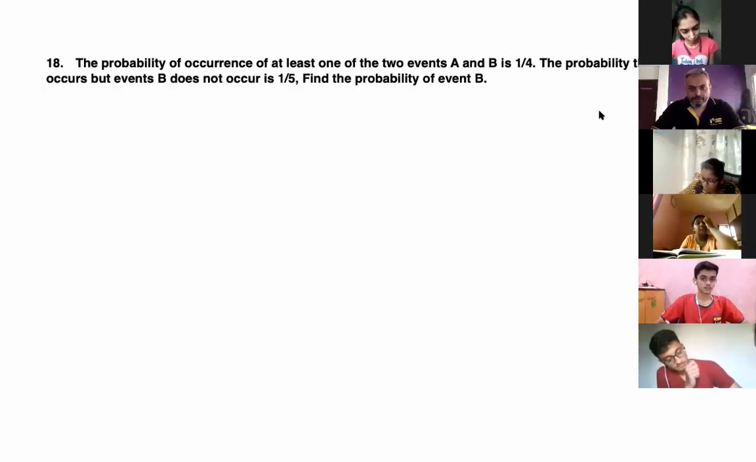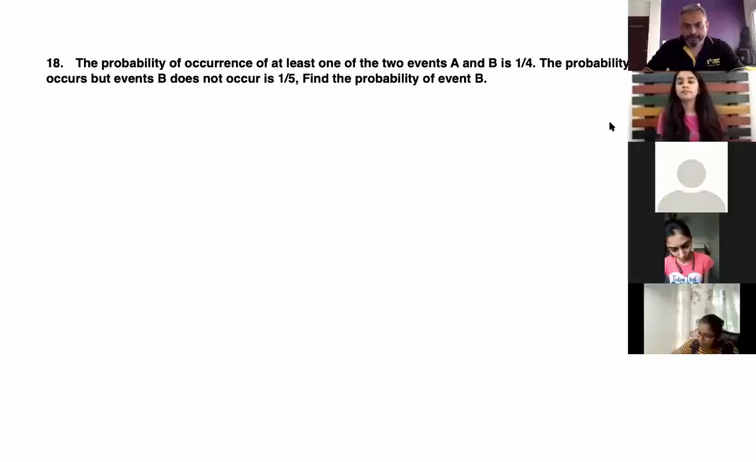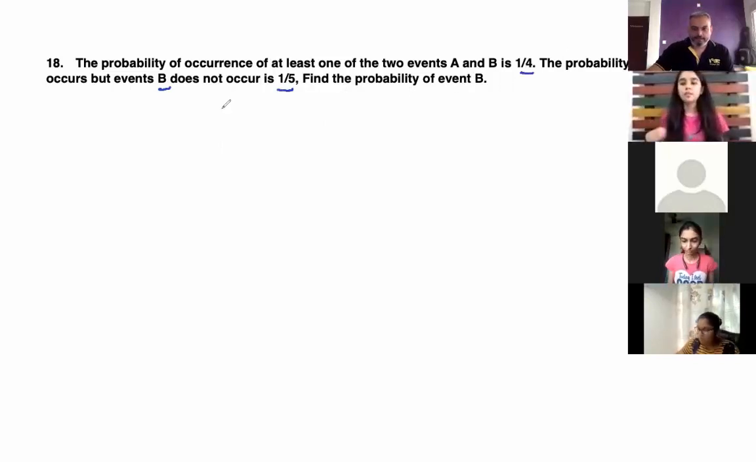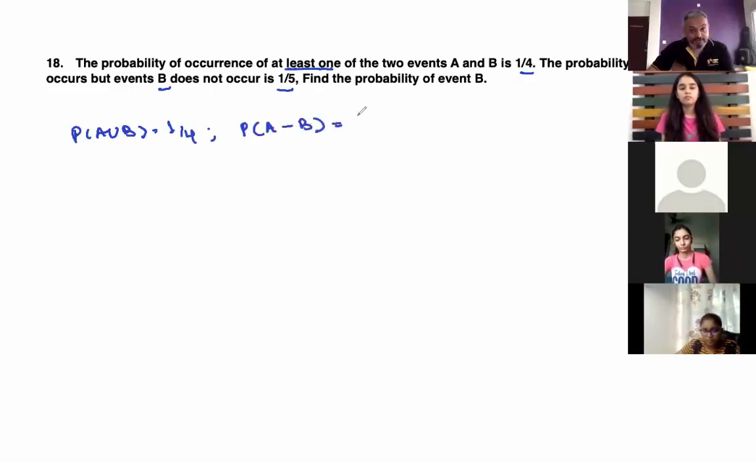Now, question number 18. The probability of occurrence of at least one of the two events A and B is 1/4. The probability of that event A occurs but event B does not occur is 1/5. Find the probability of event B. So first let's write what is given. Probability of occurrence of at least one of the two events. So P of A union B is equal to 1/4. And probability that A occurs but B does not occur, difference event, is 1/5. We have to find probability of event B.